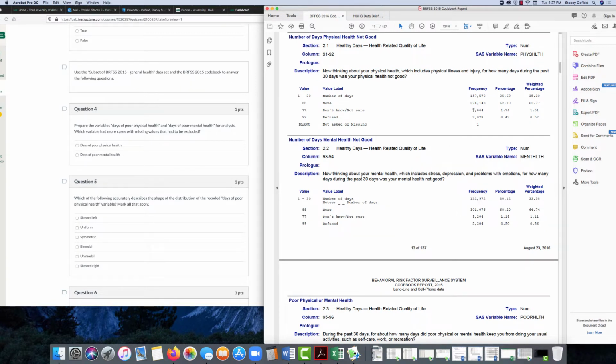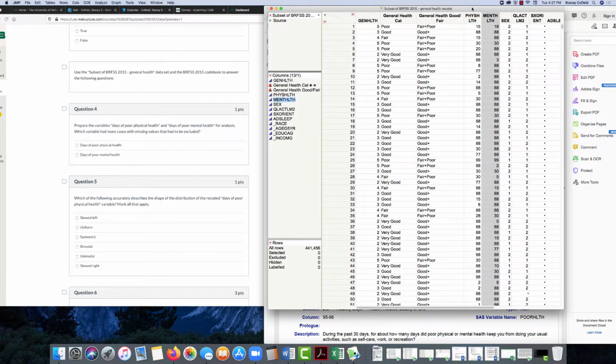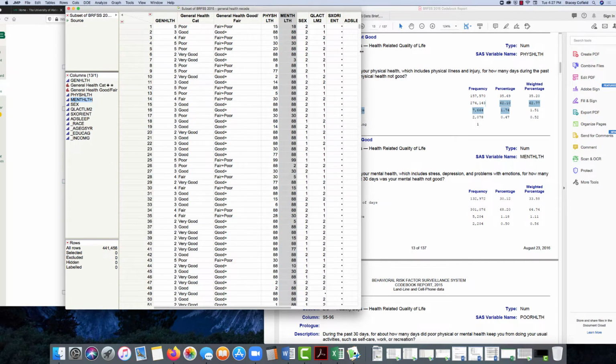So we're looking at 7,664 that didn't know or were not sure, 2,078 that refused, and one that was missing. And in this case, down here in mental health, we have 5,204 and 2,204. So this makes 408. And we already have more missing here. So let's go back to the code book. Let's go back to the code book and the data set and recode physical health and mental health.